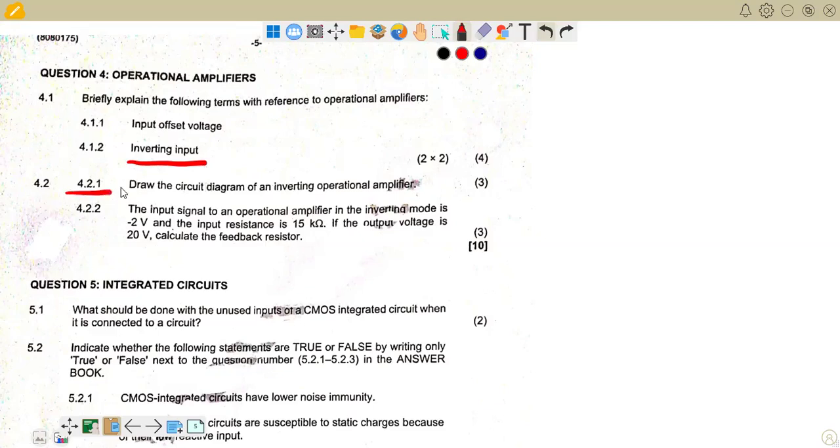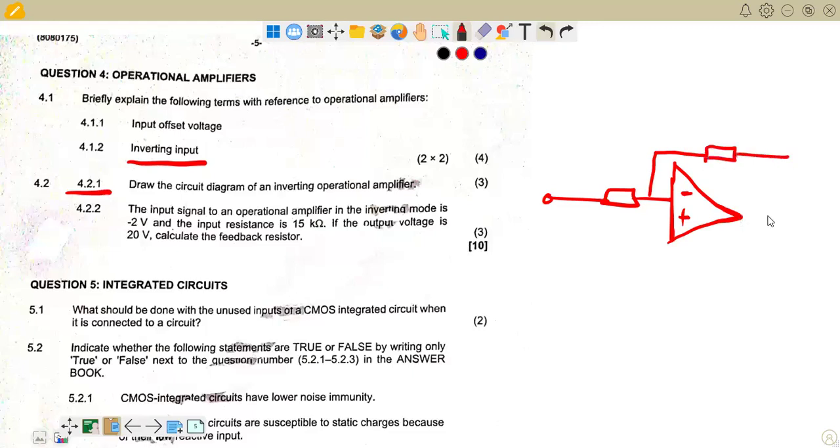Then 4.2.1, draw the circuit diagram of an inverting operational amplifier. So the circuit diagram obviously is going to be, there we are, positive and negative. Let me try to enlarge this one so that my diagram is clear. All right, then on the negative input, we now connect our feedback resistor, and then of course there is our output, and this positive terminal is grounded, so let us ground it. There it is. So let's label it. That's R1 there, and then this is RF, the feedback resistor. That's V out there, the output. Of course, we have the V in on the other side. So this is marking the circuit diagram of an inverting operational amplifier.